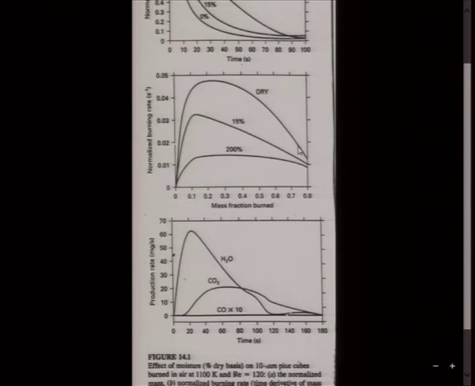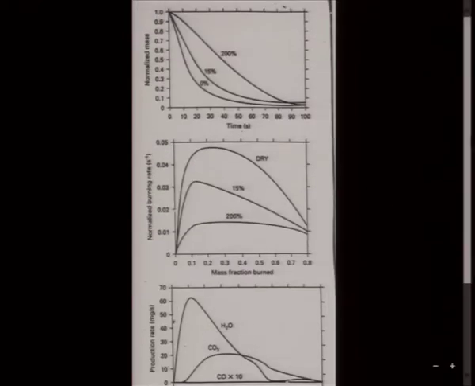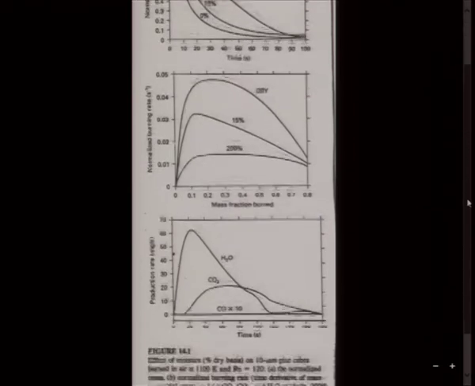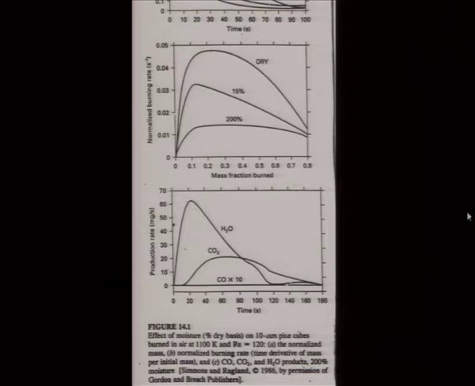And then there is another plot which shows you the moisture coming out, and then there is also CO2, and some CO. So where is the CO2 coming from? CO2 is coming from the pyrolysis process, releasing some CO, and then that CO getting oxidized to give you CO2. So this is an experiment where you took a pine cube of 10 mm size and just hung it in air at 1100 Kelvin. So this is not a boiler kind of situation, but these are simpler experiments.